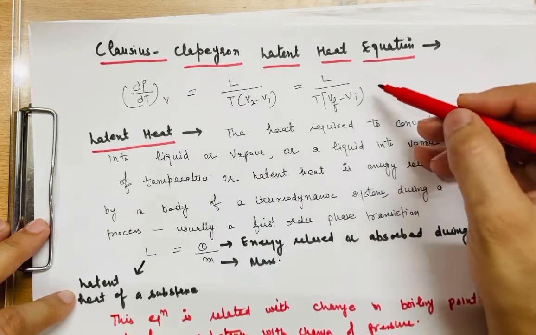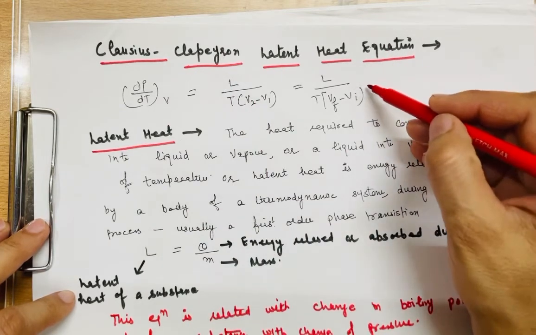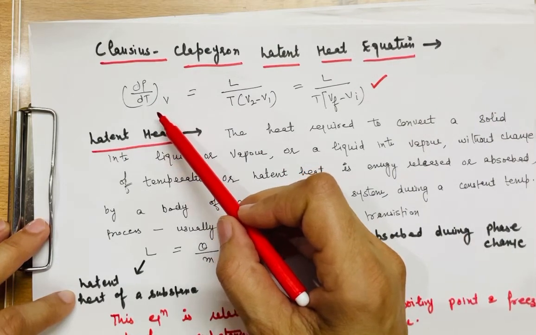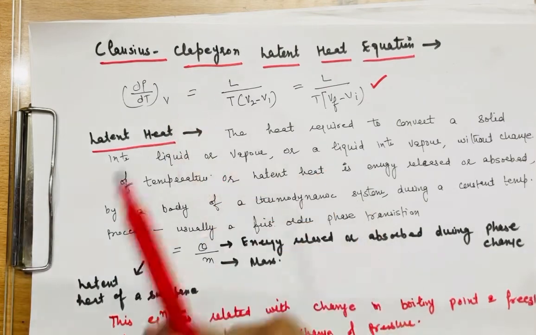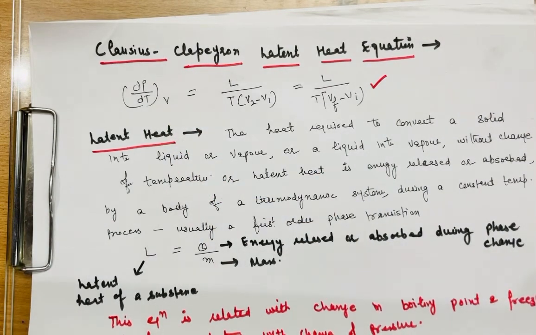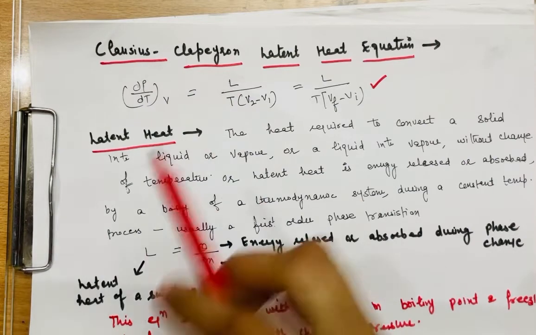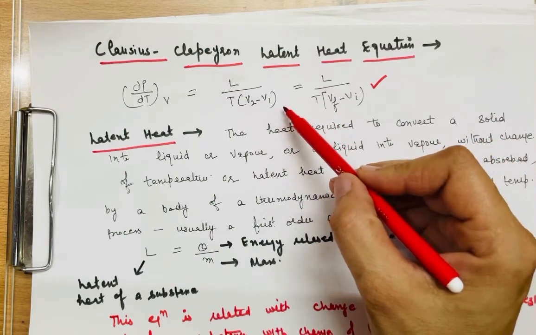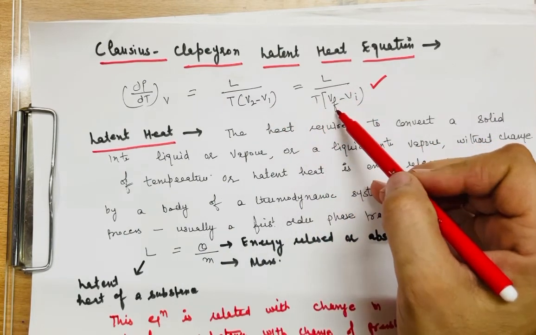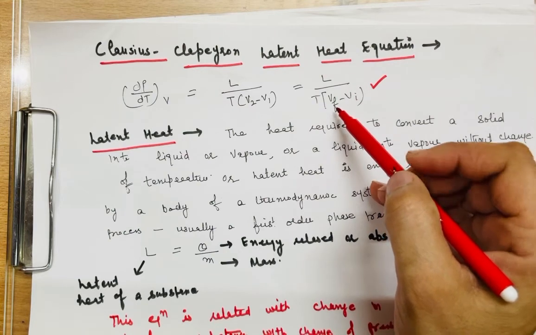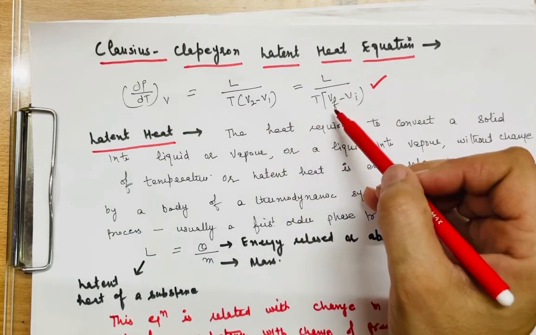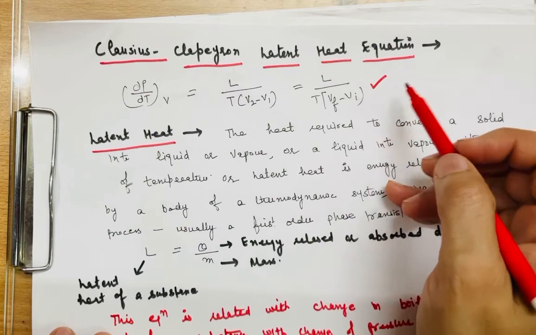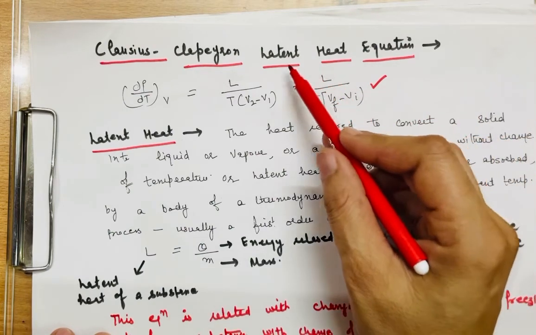So the equation which we have to derive in this article is this: the partial derivative of P with respect to T at constant volume is equal to L over T times (V2 minus V1), where V2 is the final volume and V1 is the initial volume. Sometimes instead of V2 we can write Vf, that is the final volume, and V1 is the initial volume. Clearly? And what is L here? L is the latent heat.